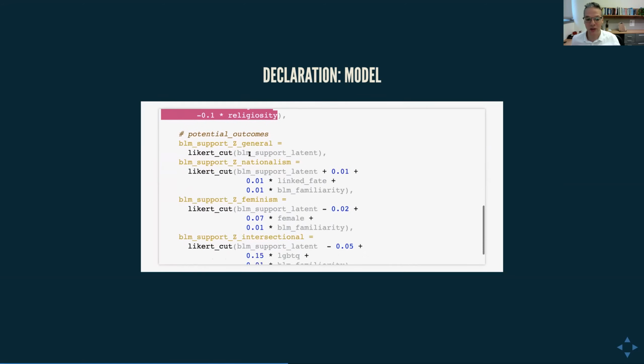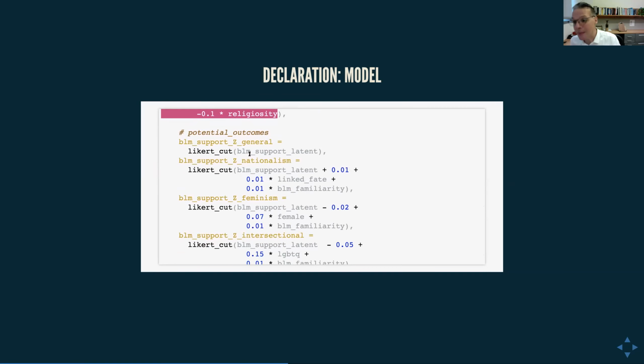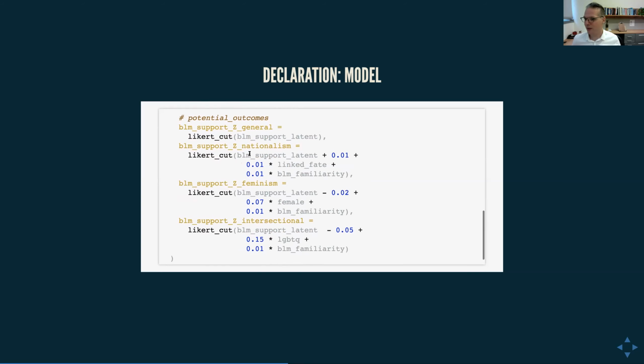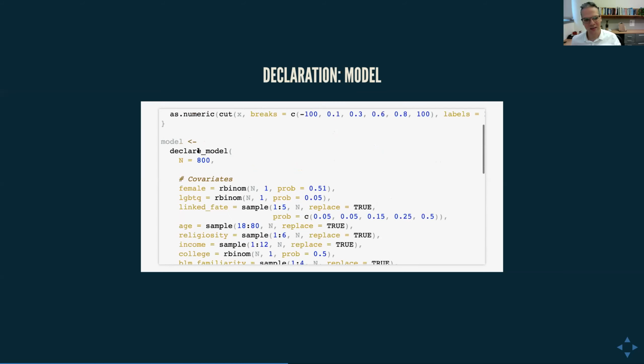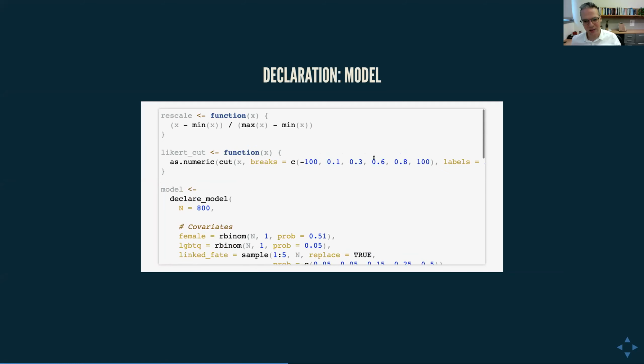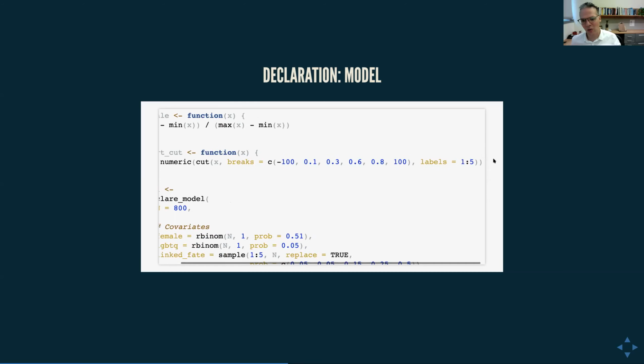Now we need to create potential outcomes. There need to be as many potential outcomes as there are treatment conditions, right? Because under each treatment condition, what would each subject express as their support for Black Lives Matter? And so we're going to say, if you don't do anything, it's going to be your Black Lives Matter support. And I've got this Likert cut function, which translates something that is scaled into something that's got a 1 to 5 outcome space.